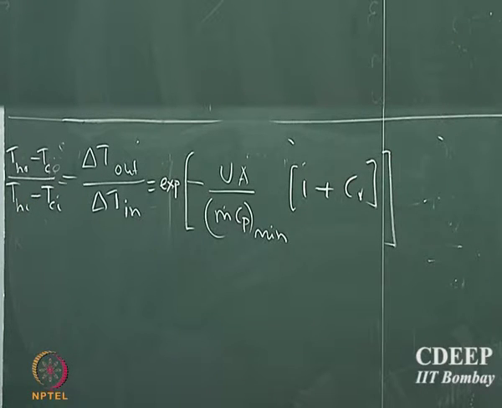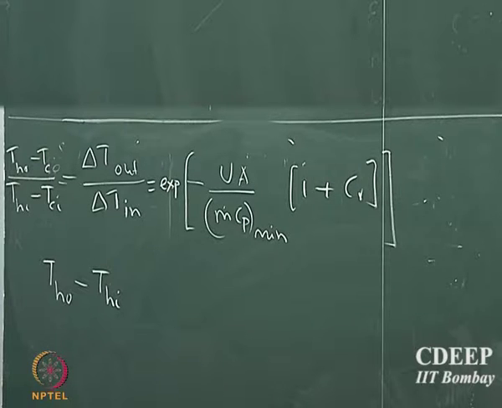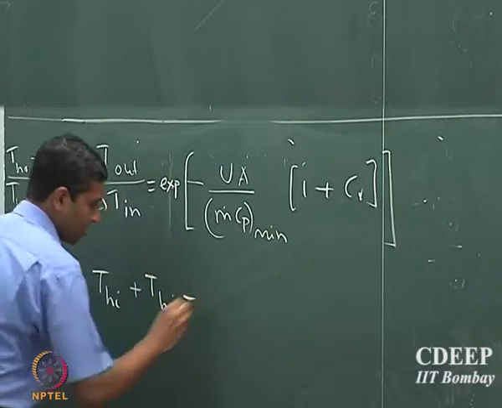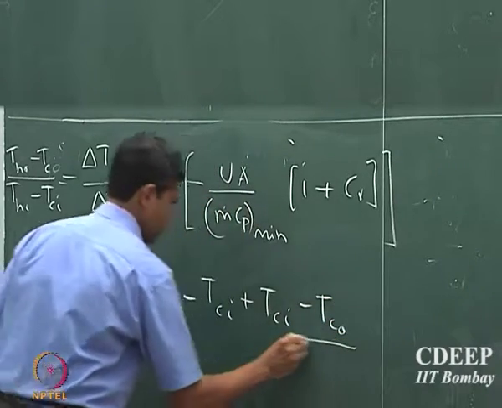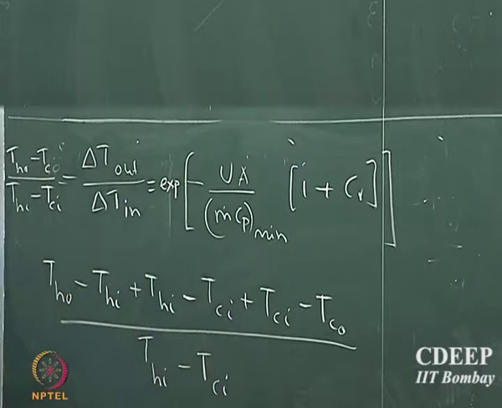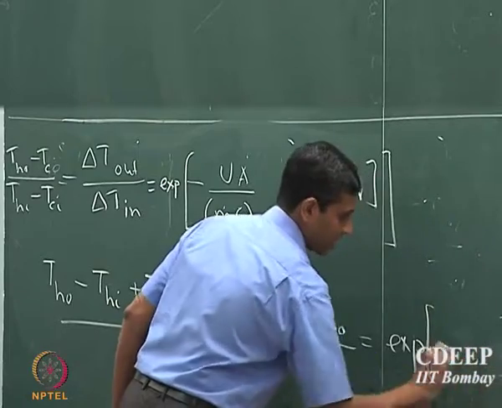Okay. So, now we can rewrite this as Tho minus Thi, plus Thi minus Tci, divided by... Okay, I haven't done anything spectacular here. All I have done is I have just added Thi and subtracted Thi, okay, and that should be equal to the exponential of whatever term that's present above.